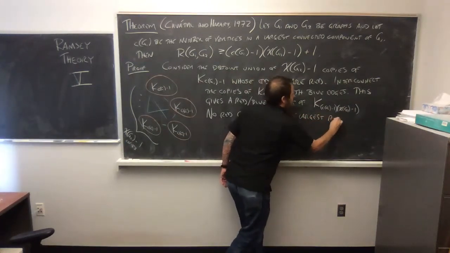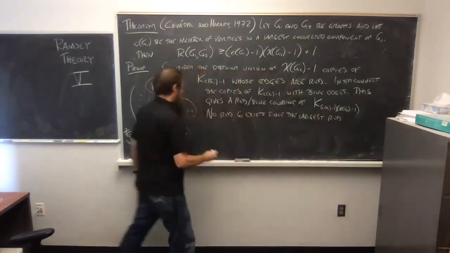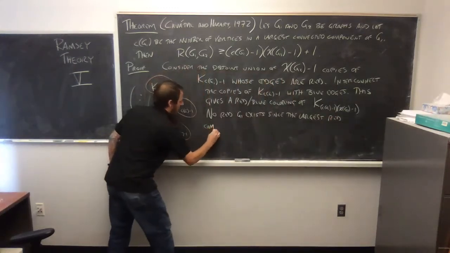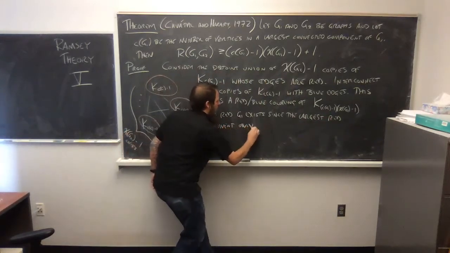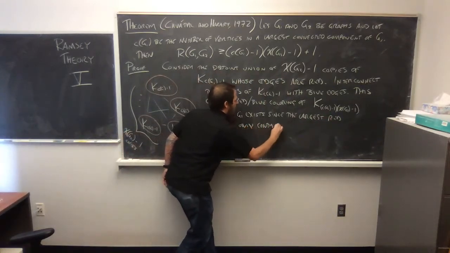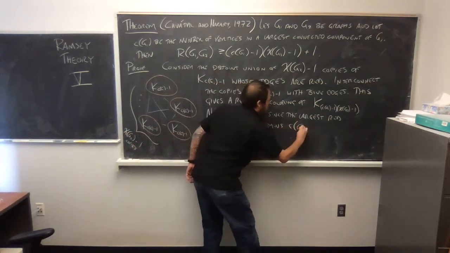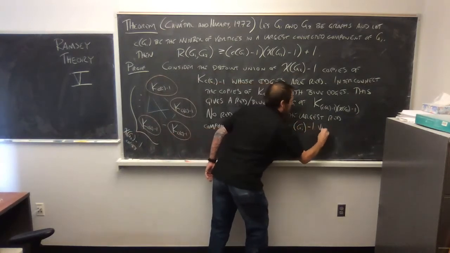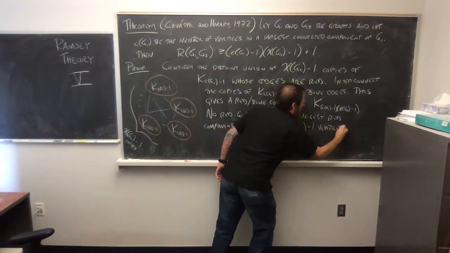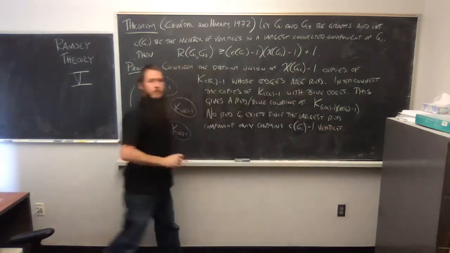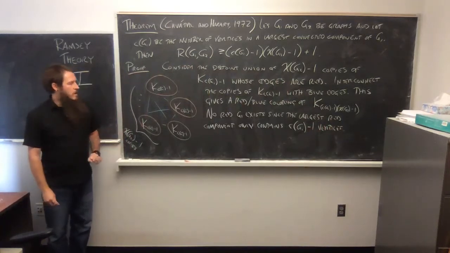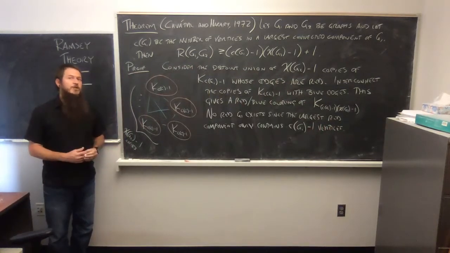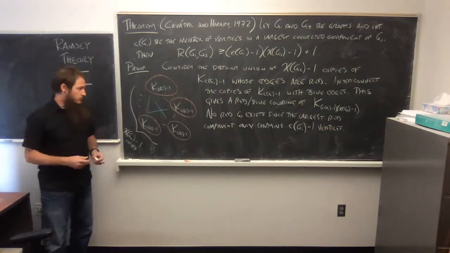Since the largest red component only contains c of G1 minus 1 vertices, it's not too hard to argue the lack of a red G1. But now we need to think about a blue G2. This gets a little bit more difficult.